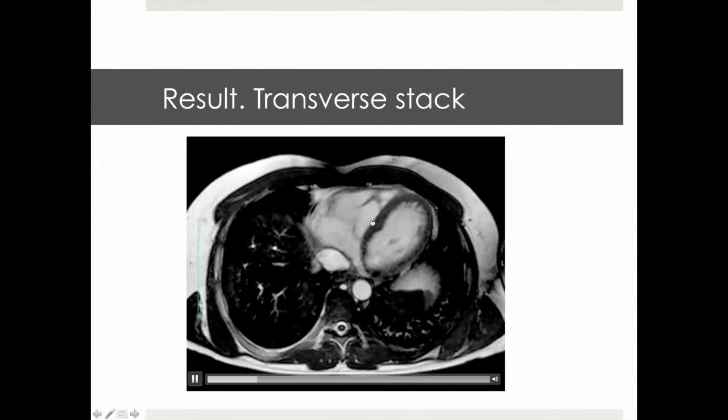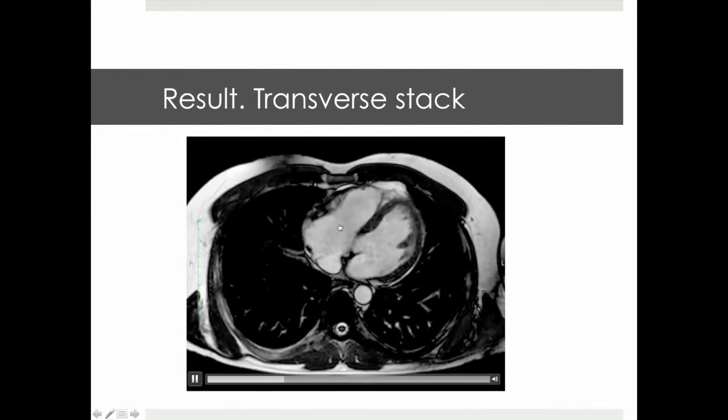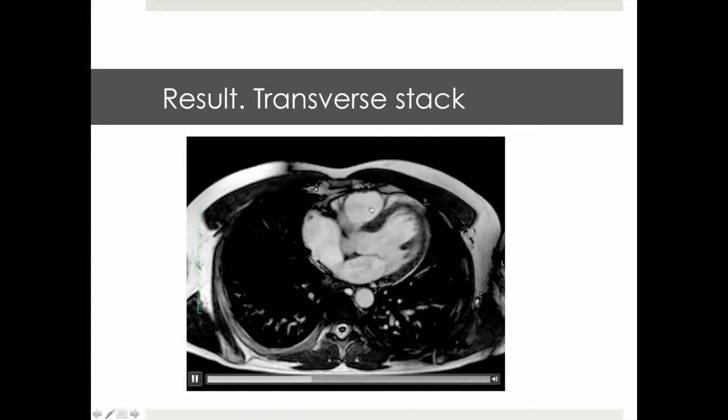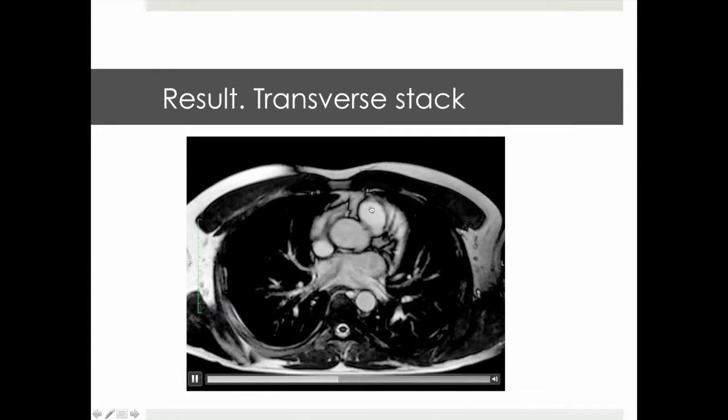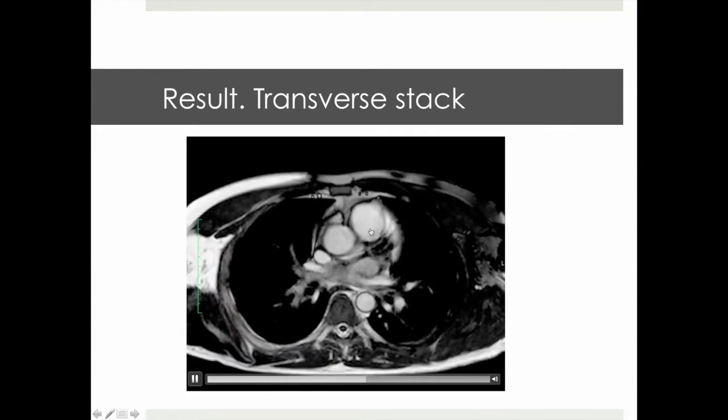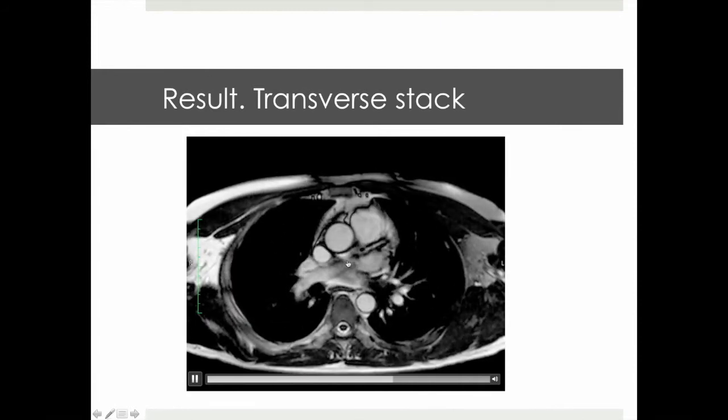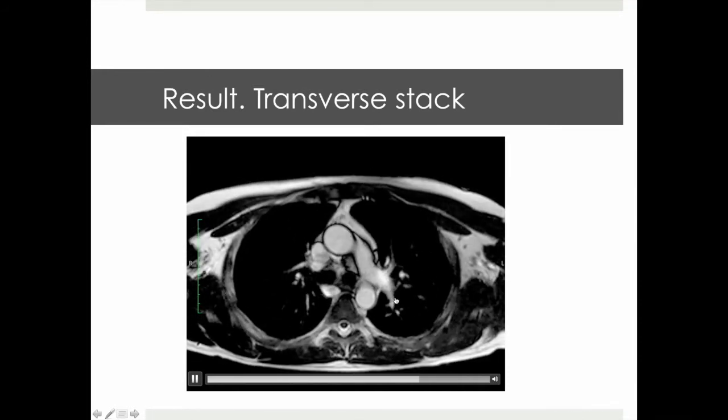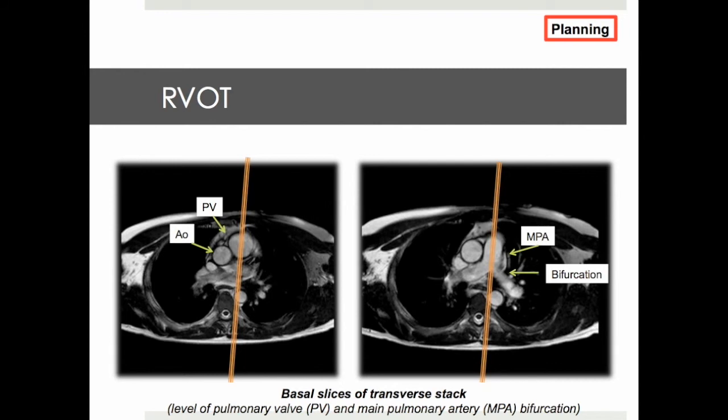And here is our result, transverse stack, allowing a good appreciation of right ventricle, its continuation into RVOT, pulmonary valve just here, and pulmonary artery and its bifurcation.